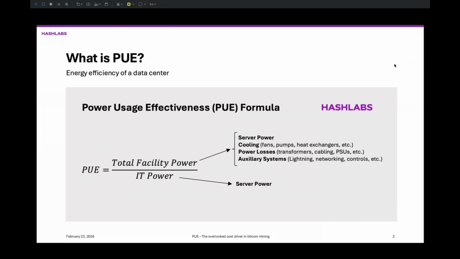PUE is a very much used metric in the conventional data center industry and has been for a very long time. Interestingly enough, in Bitcoin mining, PUE is even more important because mining is even more cost competitive than conventional data centers, but I still have not seen any public miners talk about what their power usage effectiveness is. So this is a very important metric, and it's just going to become more important in mining, more used as mining converges with the broader data center industry.